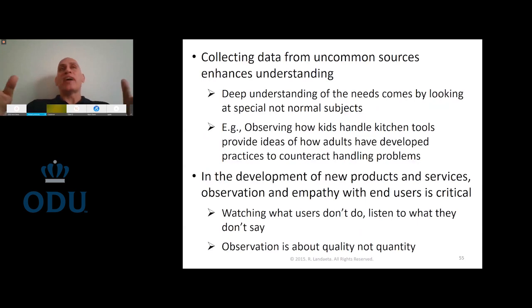That's where you will find the opportunities to come up with really good ideas. And that observation to develop understanding is not about quantity, it's about quality of the observation. So fewer observations of higher quality will provide you more information, more data, and more understanding than going in full bloom to thousands of people and observing a thousand subjects doing a particular task.